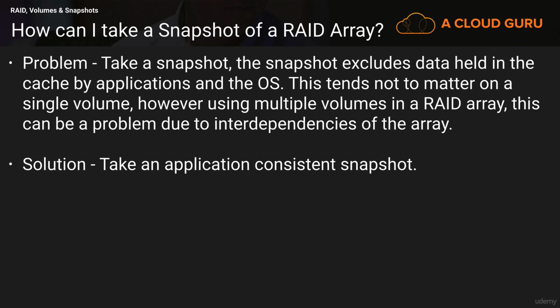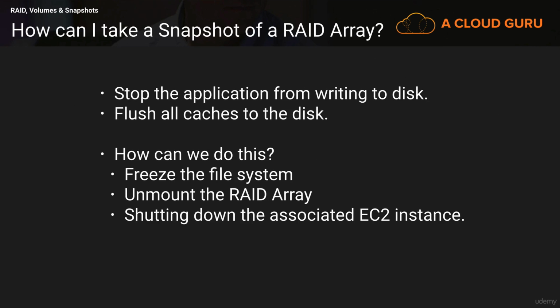Well, we have to take an application-consistent snapshot. So how do we actually do that? We need to stop the application from writing to disk, and we need to flush all the caches to disk. And how do we do this? There are three ways to do it. We can freeze the file system. We can unmount the RAID array. And the easiest way is to shut down the associated EC2 instance and take our snapshot after it has been shut down.